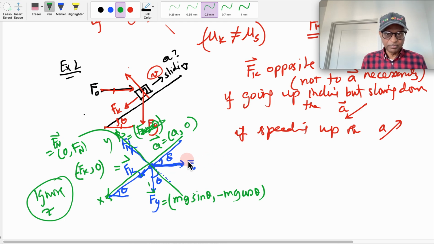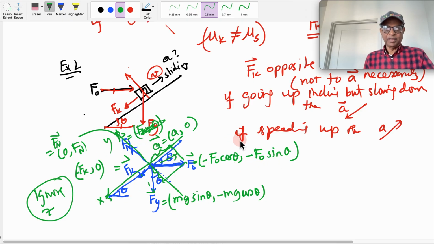And this will have a negative x and a negative y, and y will be sine and x will be cosine. So this will be minus F0 cosine theta, minus F0 sine theta.